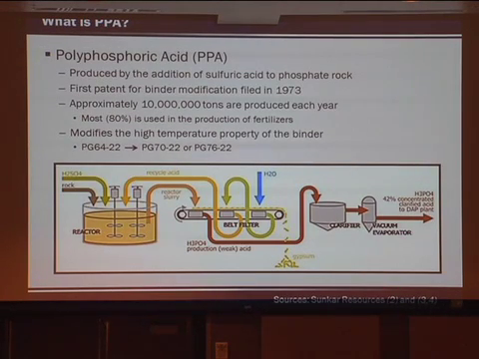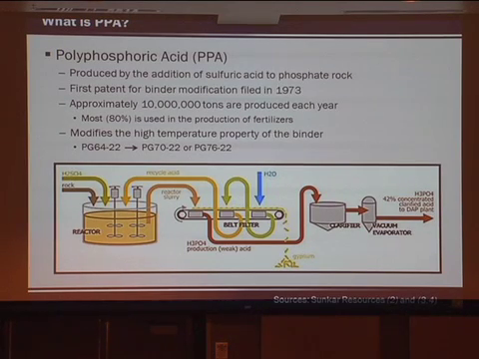Polyphosphoric acid. What is it? Well, number one, it's produced by the addition of sulfuric acid to phosphate rock. That's the main commercial production. The first patent for binder modification using PPA was filed in 1973, just like the Rehab. Approximately 10 million tons are produced each year, and about 80% of this is used in the production of fertilizer.